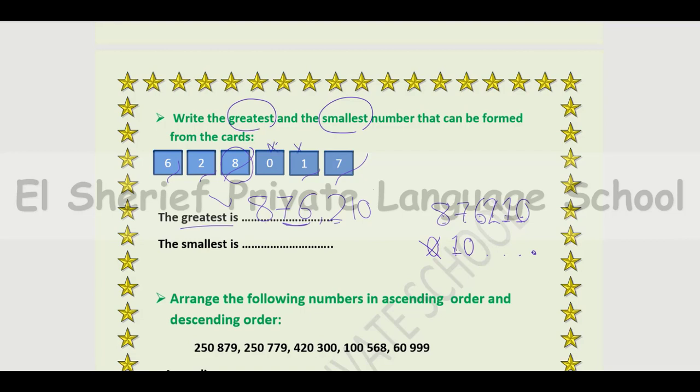Then the smallest number in our card is 2. So cancel 2 and put 2 here. Then we have 6, 7 and 8. Put your number in your space. Again, we can read this number from the left, from the greatest place value, 102,678. And this is all for our today.